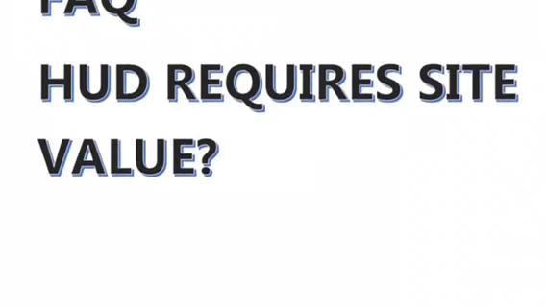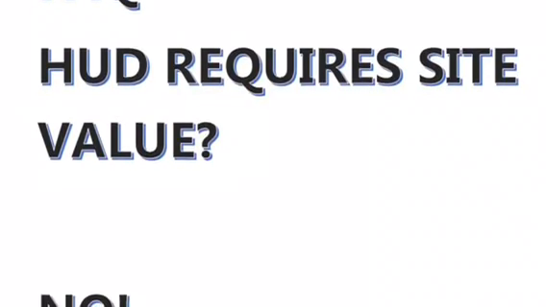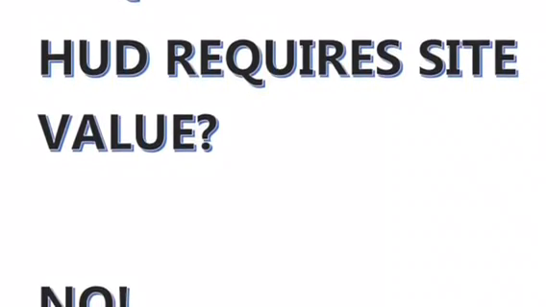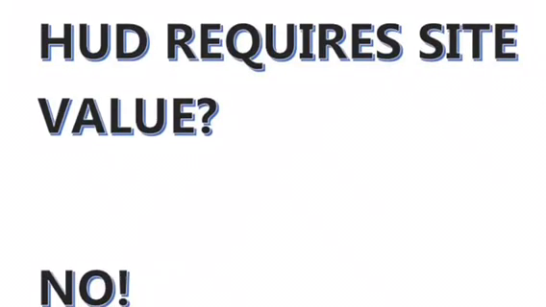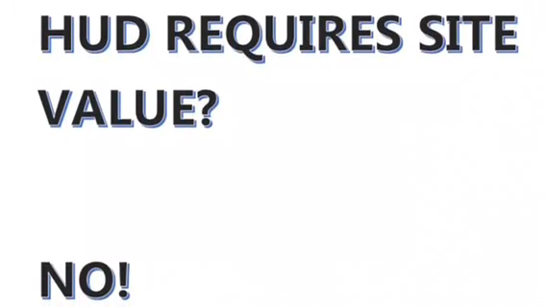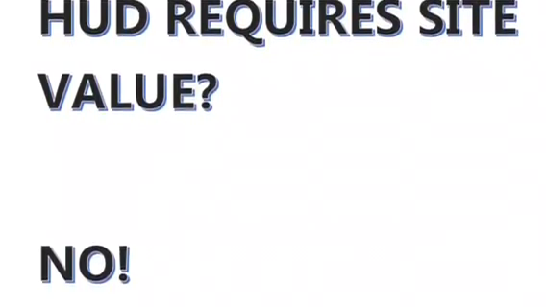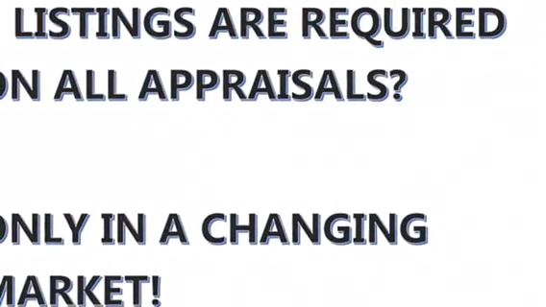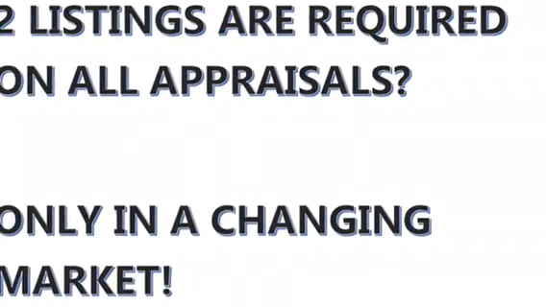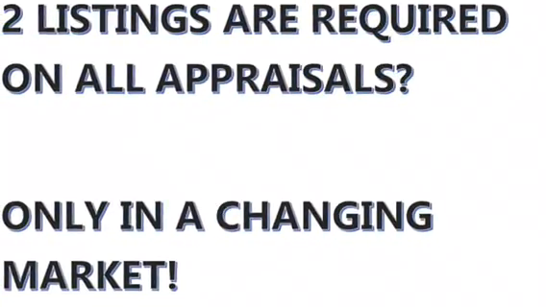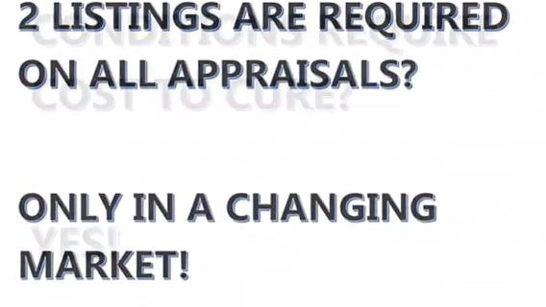One of those is the requirement of a site value. HUD does not require a site value as part of their appraisal protocol. However, if a site value is required by the lender, the site value must be supported as required by the scope of work on the 1004 appraisal report form. FHA does not require 2 active listings or pending sales unless the appraisal indicates that the property is in a changing market.